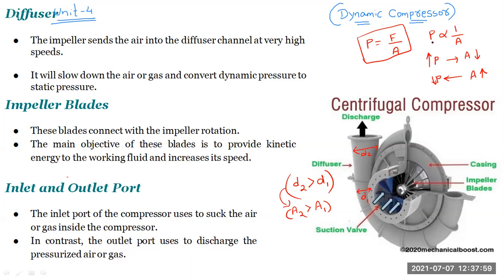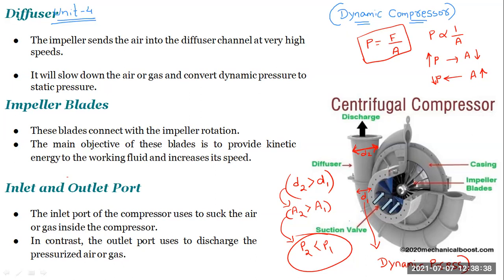If A2 is greater than A1, what is the relationship between area and pressure? It is inversely proportional. If area is more, pressure should be less. So then from here I can write P2 is less than P1, because at point 2 area is more. So here pressure will be less as compared to this. So pressure will gradually decrease from this point to this point, because here the pressure will be exceedingly high. So that pressure is called dynamic pressure.